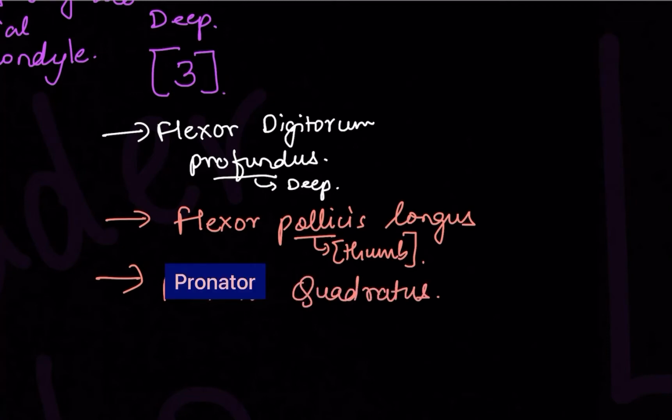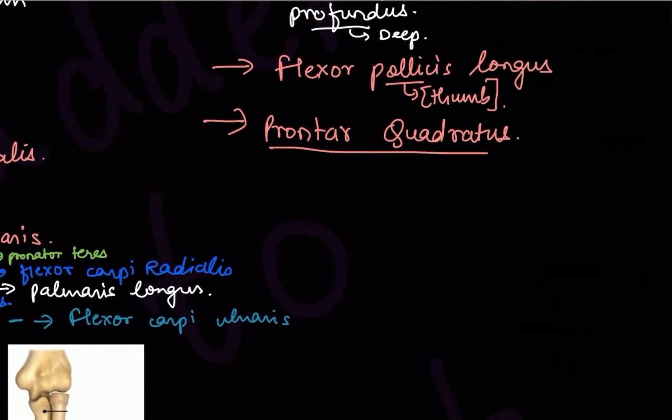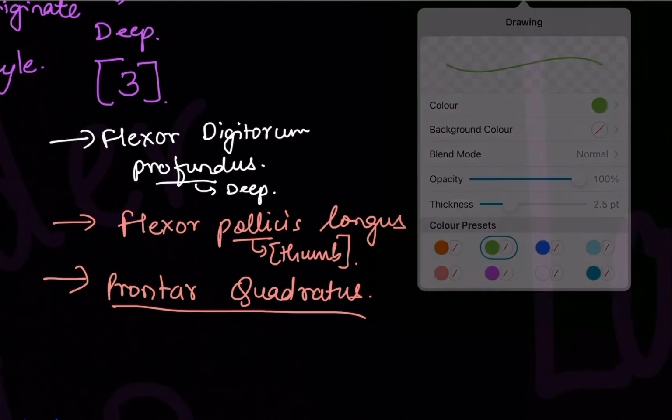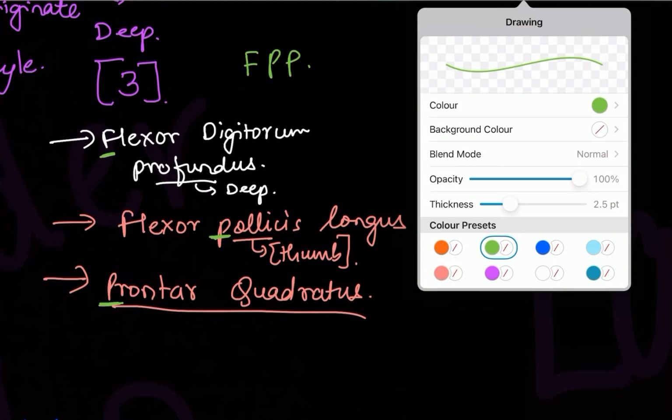Pronator quadratus. Okay. So one we had, pronator teres, which was in the superficial. Then we have pronator quadratus, which is in the deep. For this, you can remember the mnemonic. Those who play PUBG might know this. FPP, right? First person perspective. So remember F, P for pollicis, P for pronator. You can remember it like this if you want by this mnemonic.